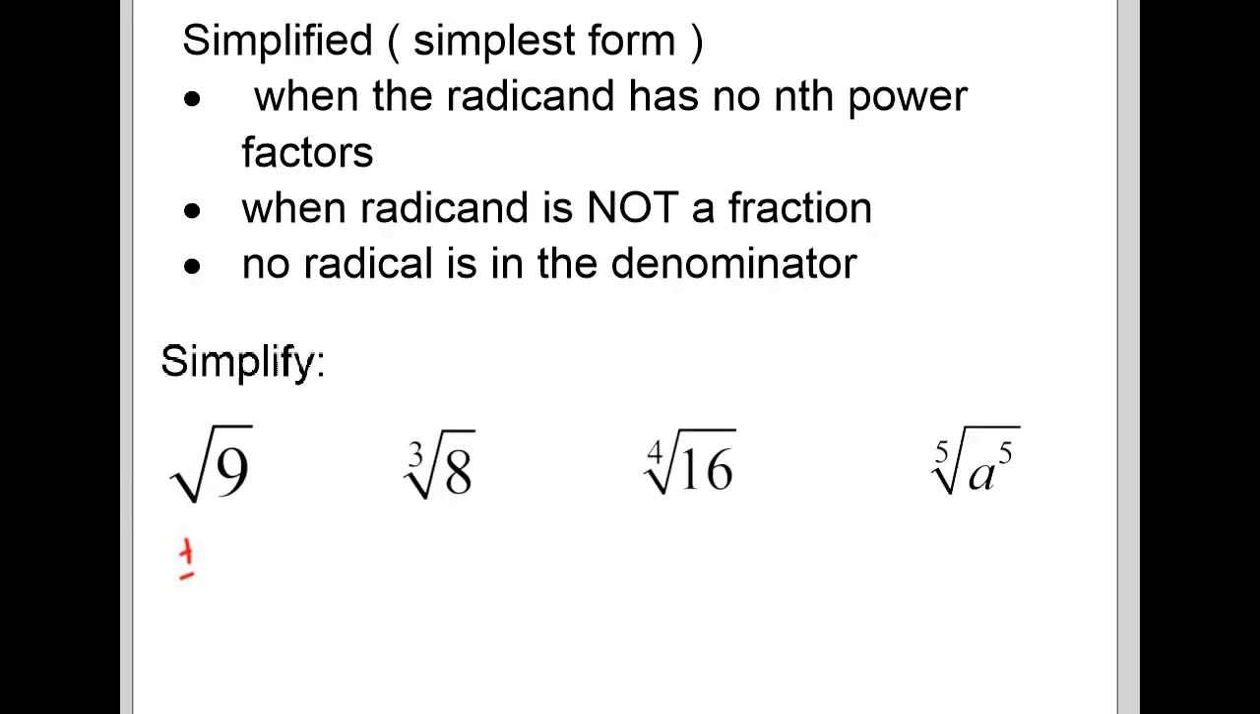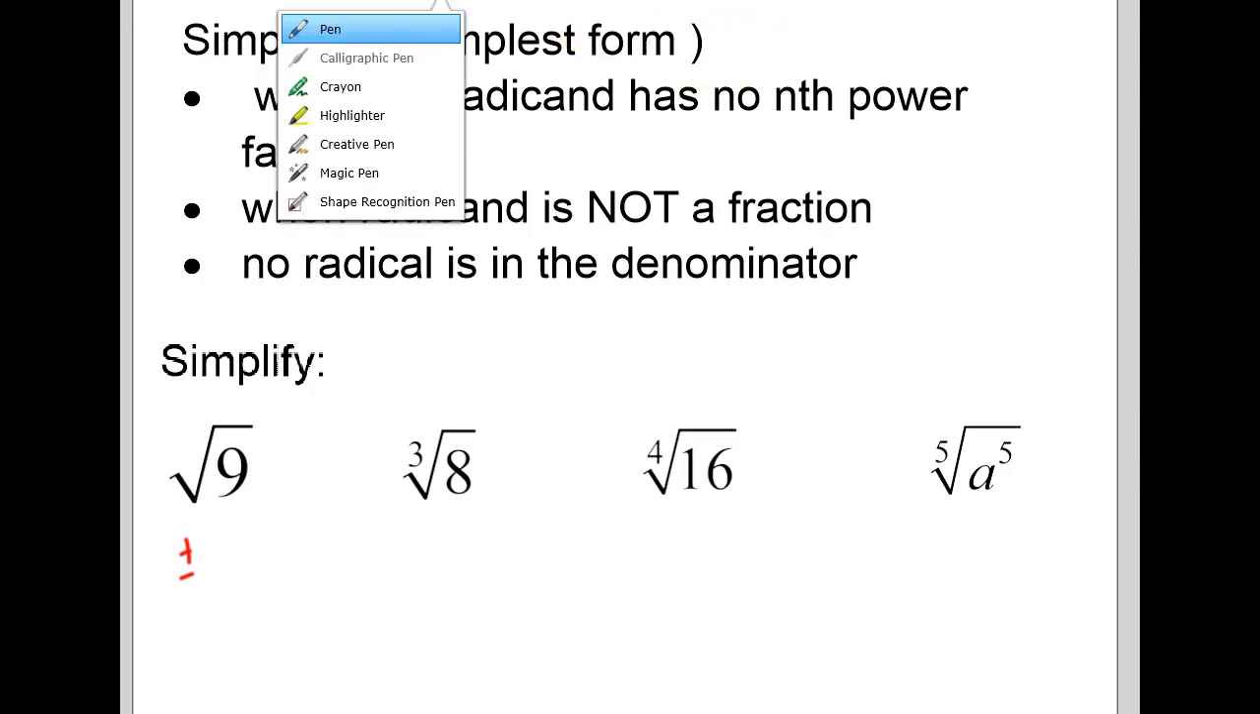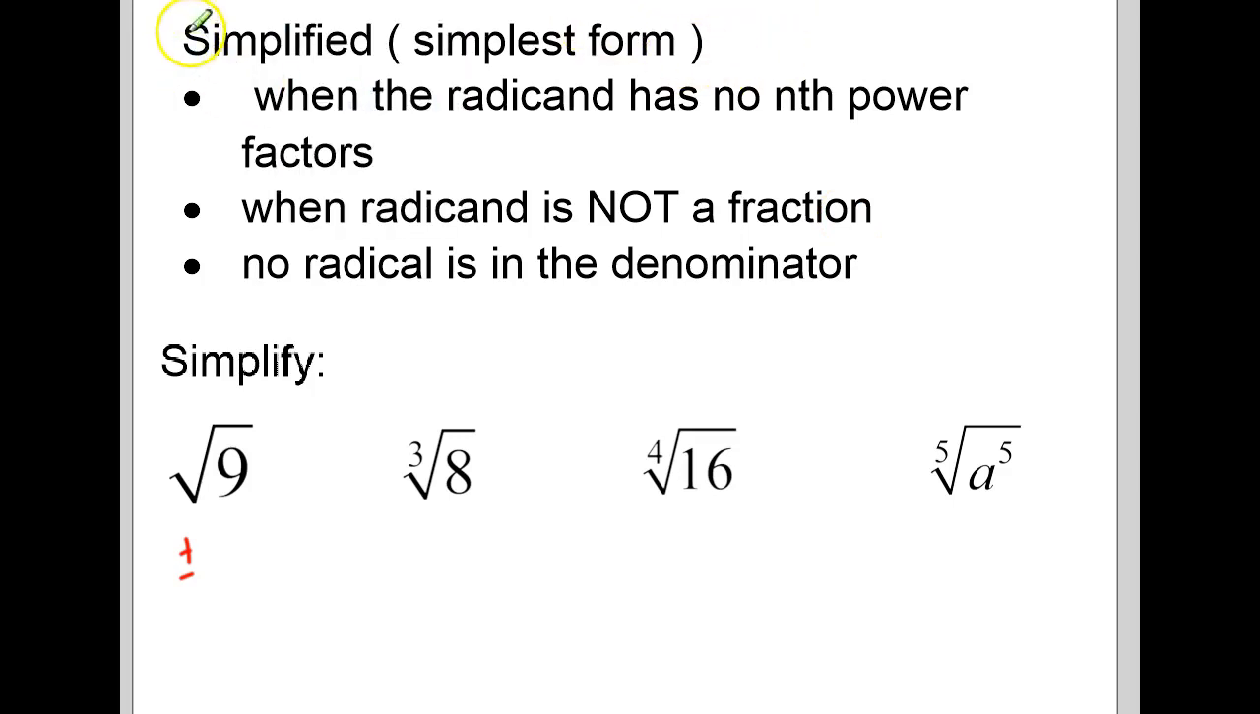Okay. Next, simplifying. How many times have you heard me say simplify? Ooh, I'm not done. So we're going to talk about simplifying radical expressions. Radicals are in simplest form when the following conditions are met. When the radicand has no nth power factors. You'll see that in a minute. When the radicand is not a fraction and there's no radical in the denominator. That's when things are simplified when we're talking about radicals.